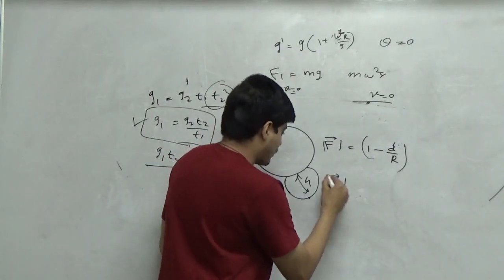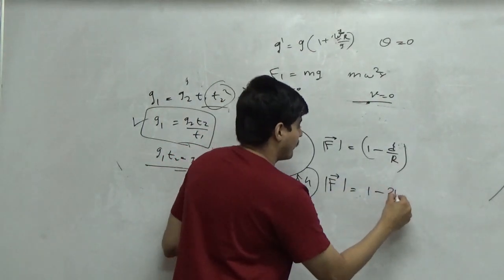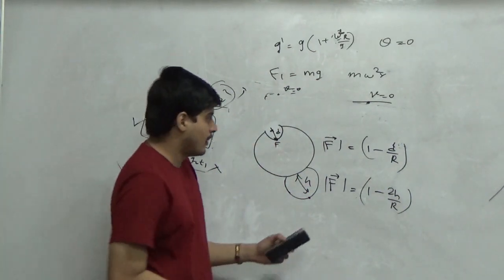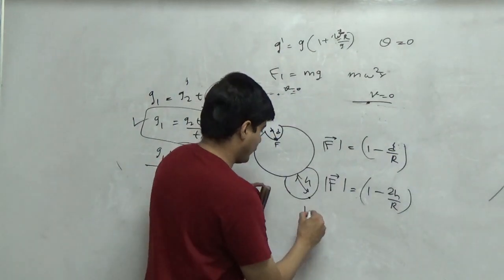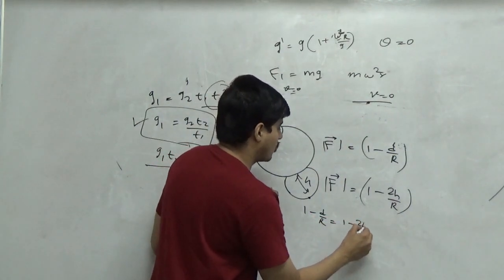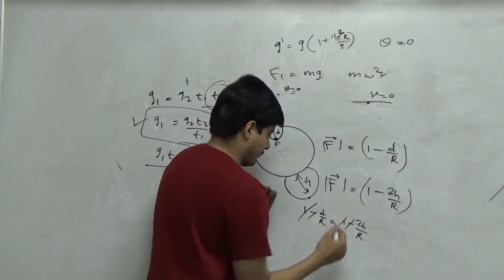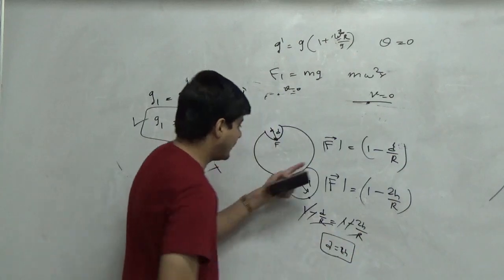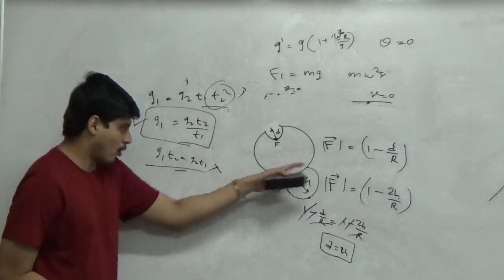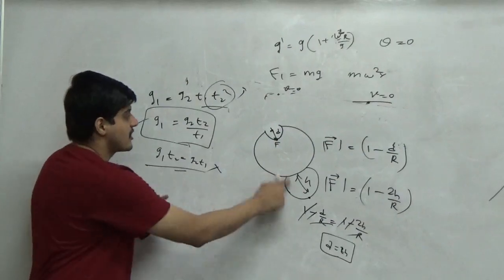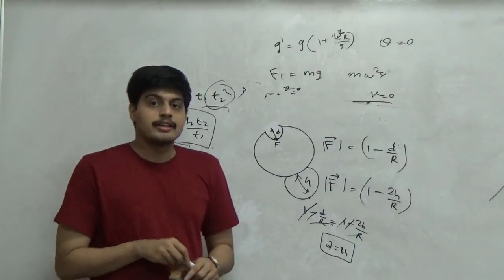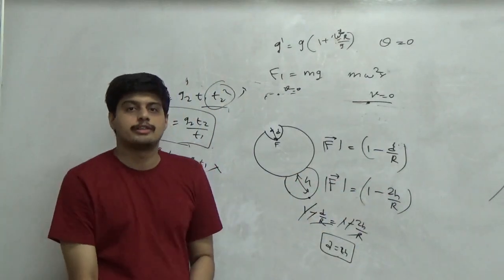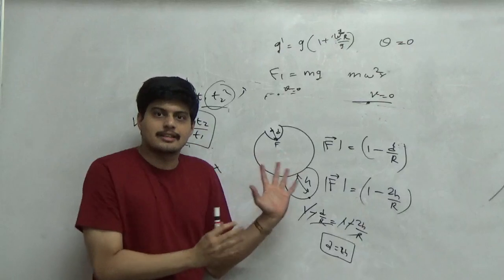F dash here was approximately 1 minus 2h upon r. These both have to match, which means 1 minus d by r equals 1 minus 2h upon r. Both cancel. You simply get d equal to 2h. So the lump or the hump he has to create on top just to match this is double the size of the depth he will dig, simply because gravity scales down linearly with depth but scales with a constant of 2 as you increase the height. That's the concept that we have looked at.